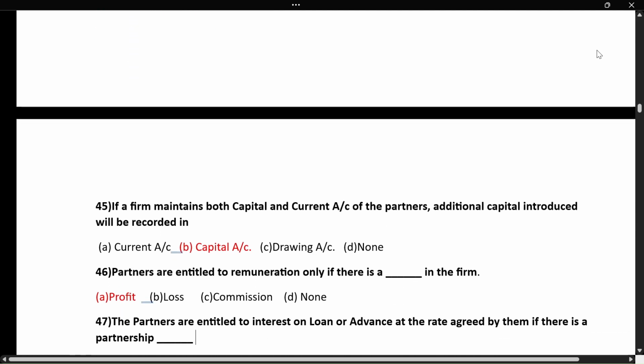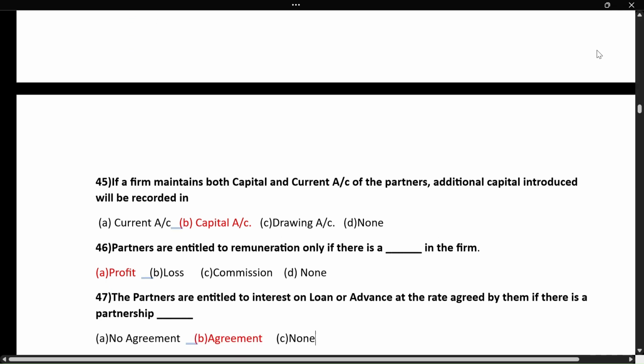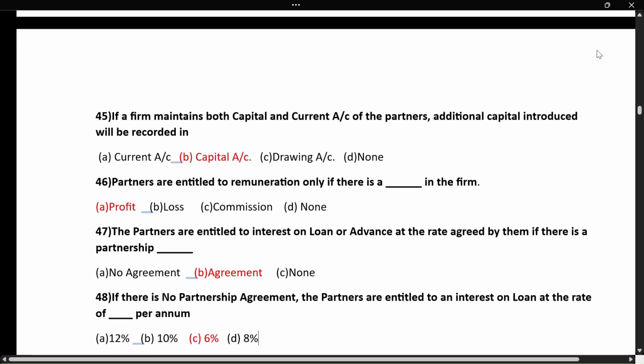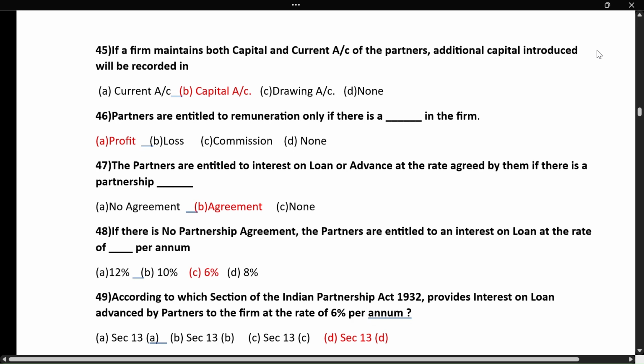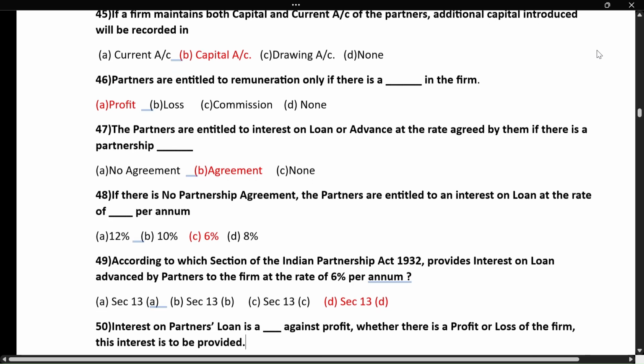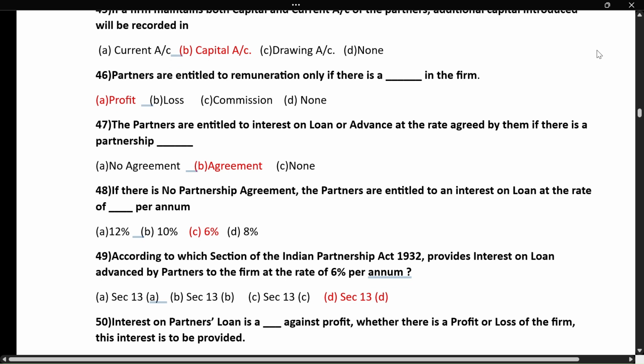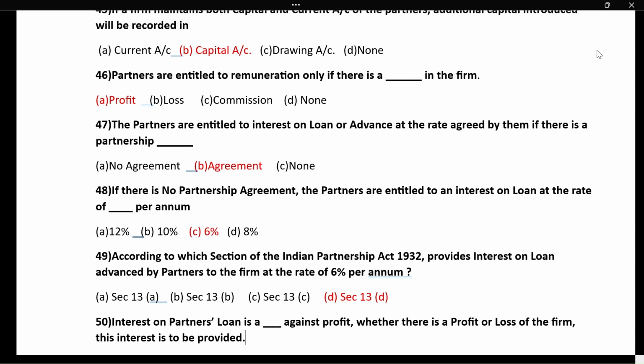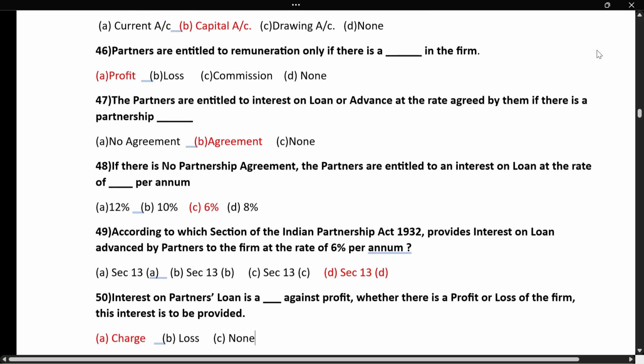If a firm maintains both capital and current account of the partners, additional capital introduced will be recorded in capital account. Partners are entitled to remuneration only if there is a profit in the firm. Partners are entitled to interest on loan or advance at the rate agreed by them if there is a partnership agreement. If there is no partnership agreement, the partners are entitled to receive interest on loan at the rate of 6% per annum.